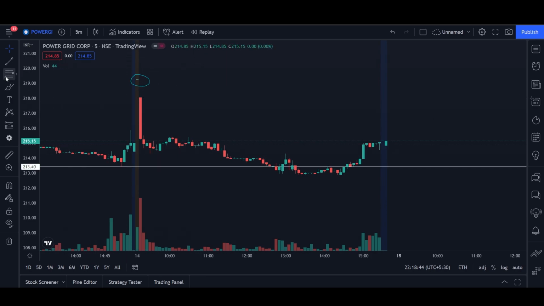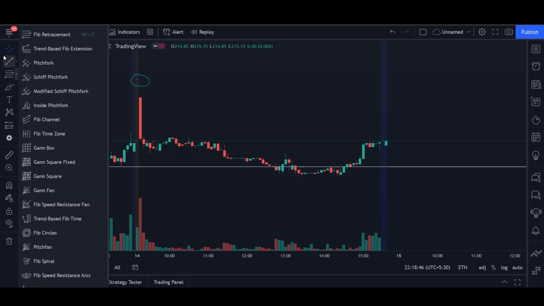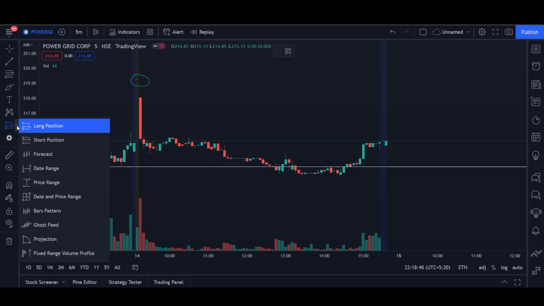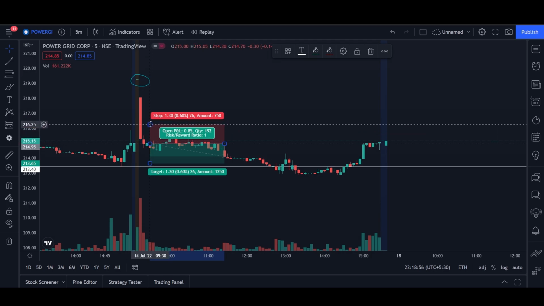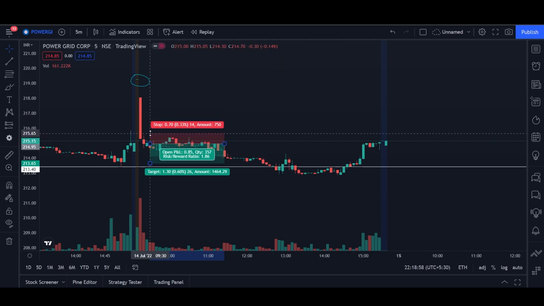So what I did was I took a short position in Power Grid at around 9:30. This was when I took my short position, correct? And you can set your stop loss accordingly, according to your risk-taking capacity. And my stop loss was somewhere around here itself, around 215.70.